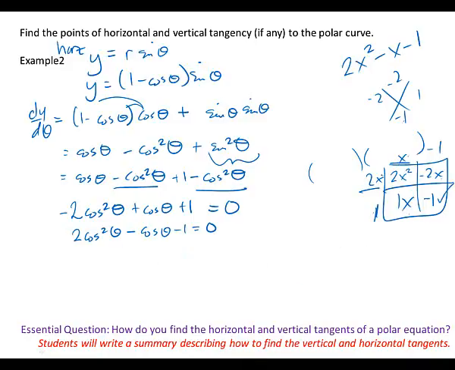Okay? Instead of writing the x's in there, what am I going to write in instead of x? Cosine. Okay. We did do this when we did trig. 2 cosine theta plus 1 times cosine theta minus 1 equals 0.